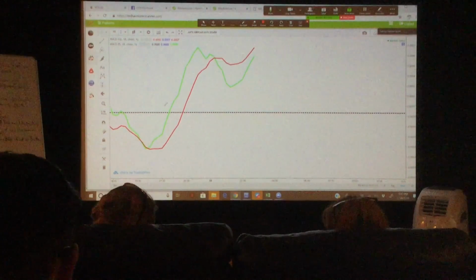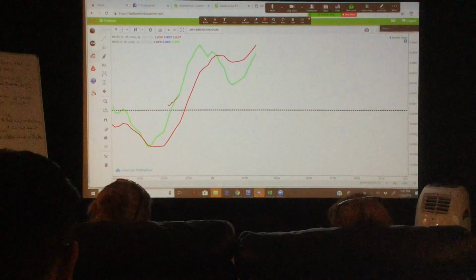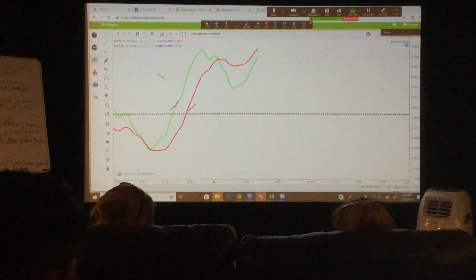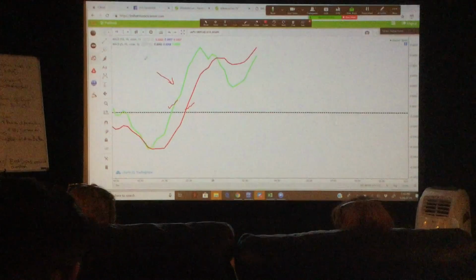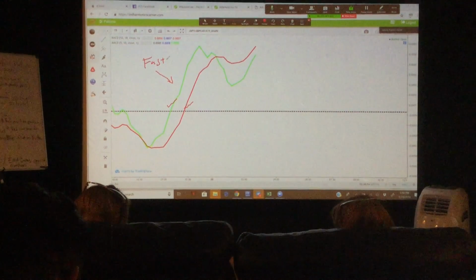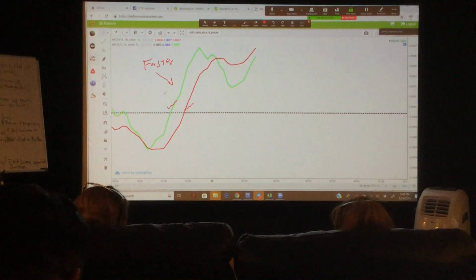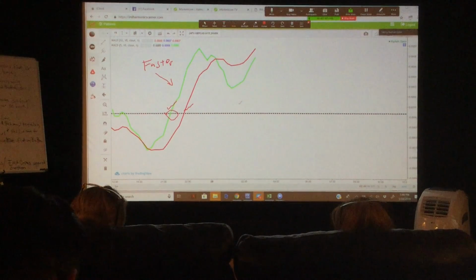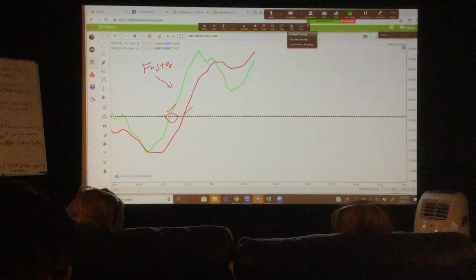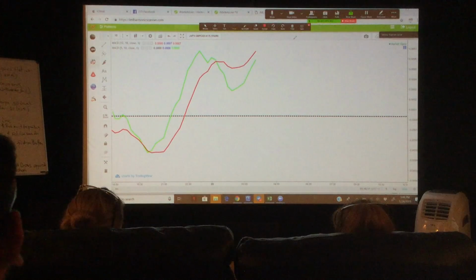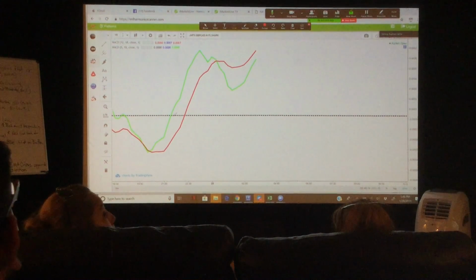So, let's do this. See this green line? See this red line? This green line is always going to be faster than this red line. It's going to move faster. Right? So, I use this green line as a signal. The signal. Explain that. I'll let her explain it. You ready? So the green line is my signal line.